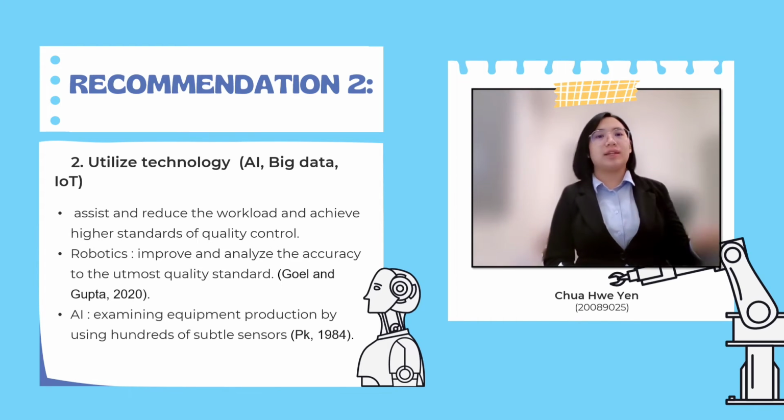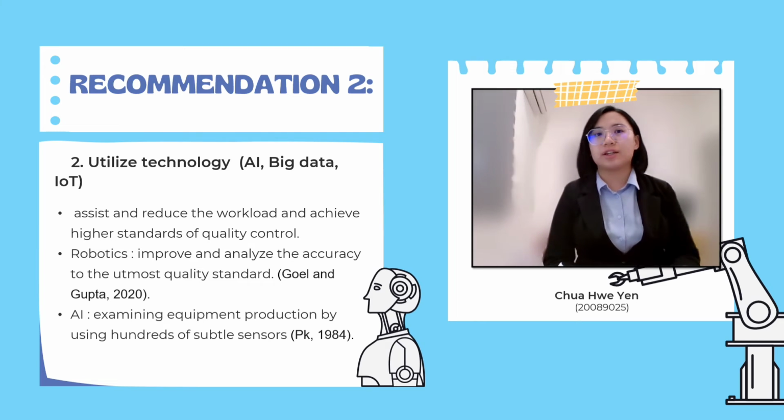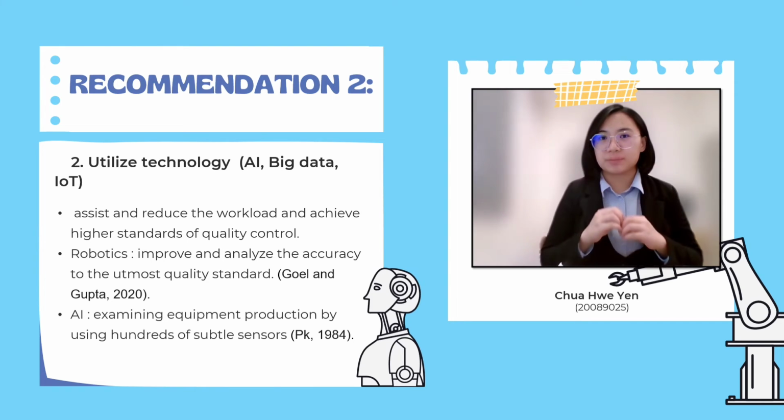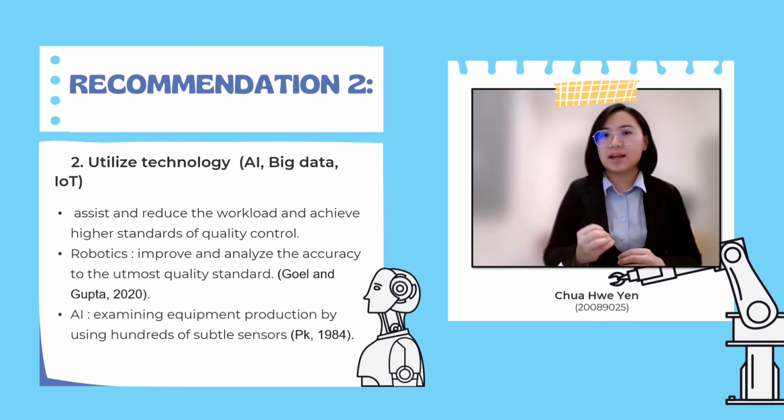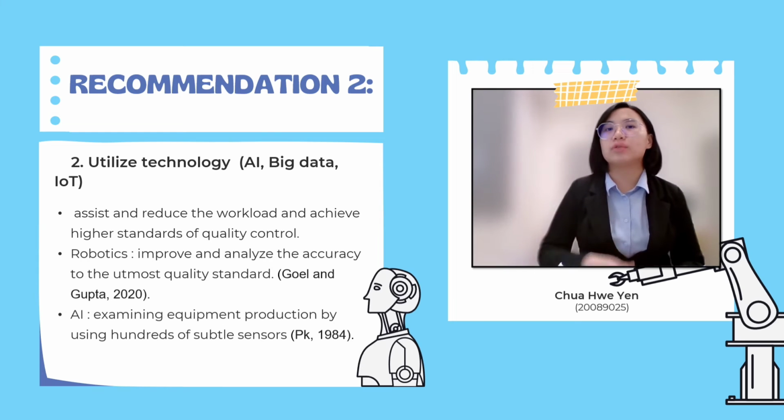Like robotics, it can improve and analyze the accuracy to the utmost quality standard, and AI can examine the equipment production with hundreds of subtle sensors and find out the reason for rusty bikes and have a better action in the future and improve its quality to avoid the same problem.